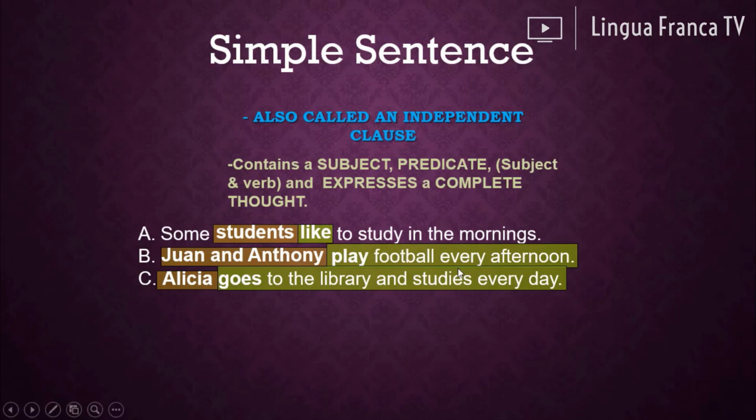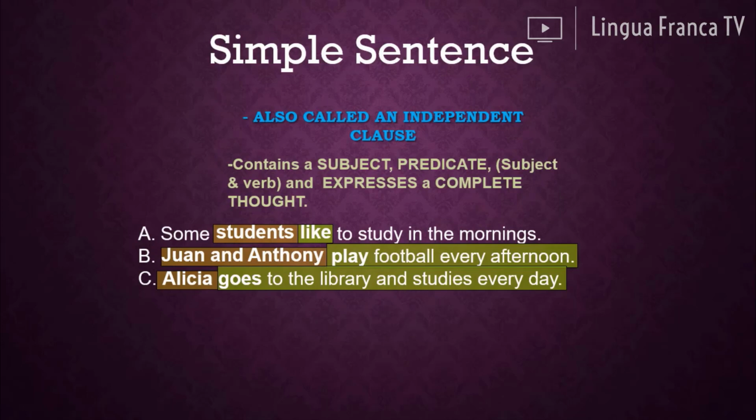John and Anthony play football every afternoon. So John and Anthony are simply the subject here. Play football every afternoon is the predicate, and play is the verb. Similarly, Alicia goes to the library and studies every day. So this is how we are going to find out, this is how we are going to learn.